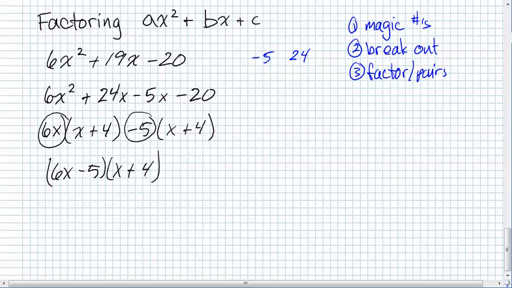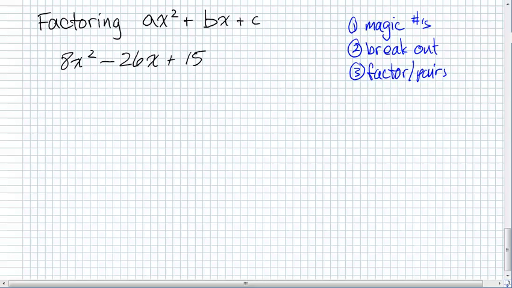All right, so here is the one that I want you to try for homework. Bring it to school tomorrow, or, I guess this would be the next day whenever you come back to school. I see you, and we'll go over this one in class. All right, there you are, 8x squared minus 26x plus 15. Factor that out, bring it to school tomorrow, and we'll go over it. See you then.